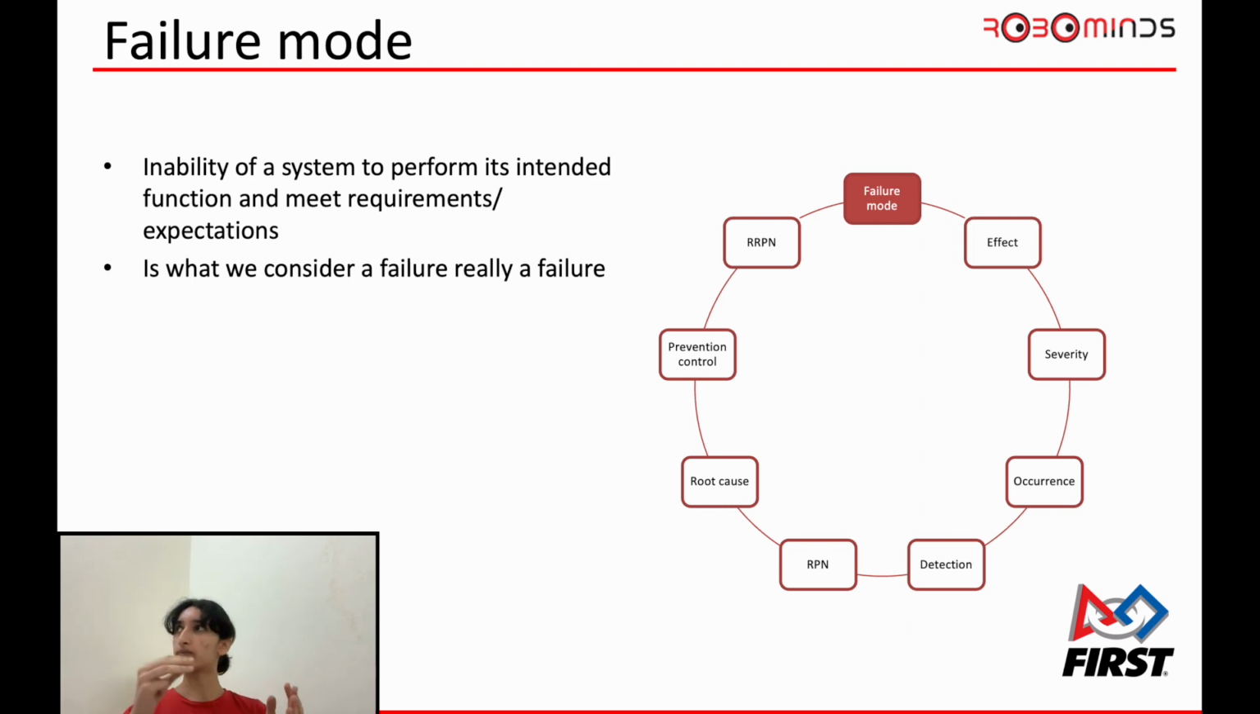But the point of discussion is, would you really consider that to be a failure? Is the fact that the robot toppled the failure, or is the failure that the positioning of the heavy parts on the robot was incorrect? So, what would be the failure? The positioning of the parts or the fact that the robot toppled?